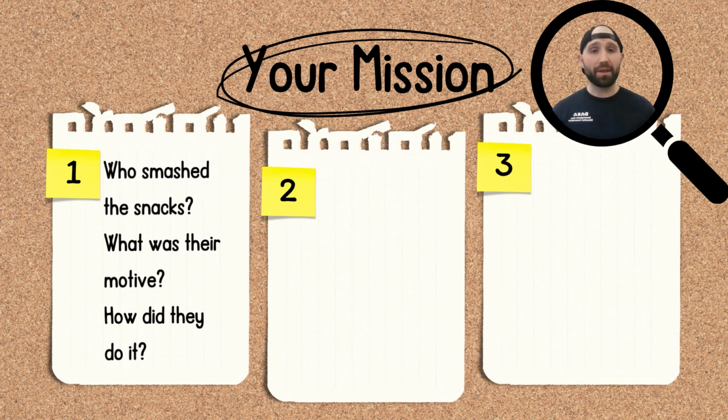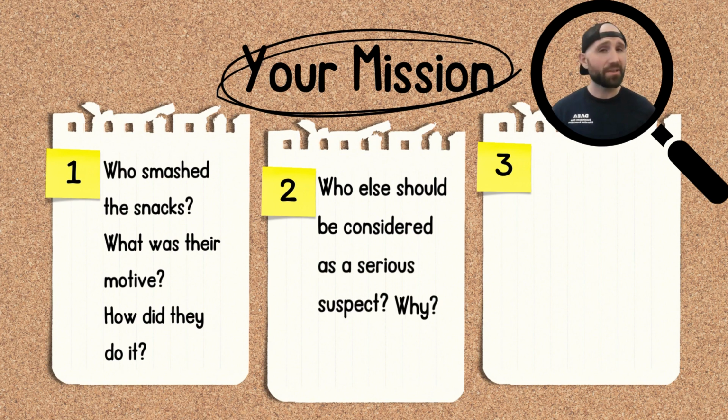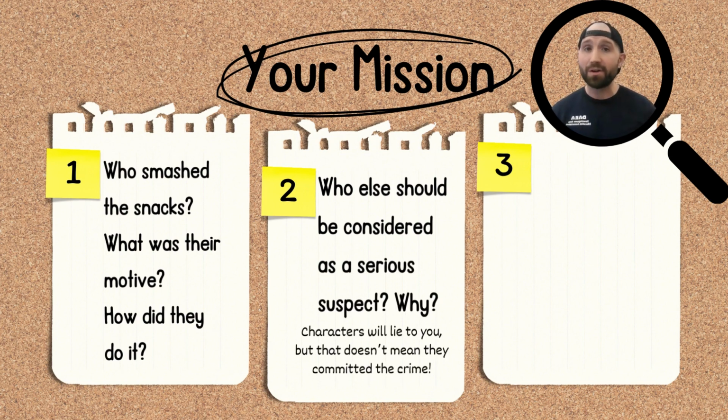The second thing you want to think about is who else you considered as a serious suspect and why you seriously considered them. By the way, characters are definitely going to lie to you, but that doesn't mean that they committed the crime. They might have some other reason to lie.